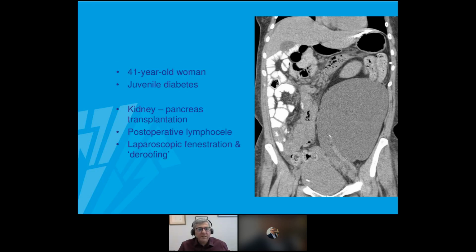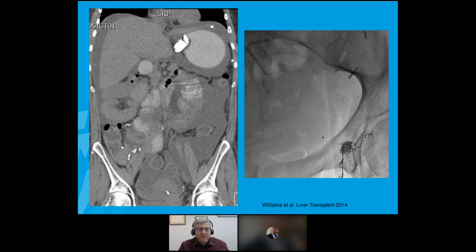But first, another case. This was a young patient, a 41-year-old woman with juvenile diabetes, who underwent a kidney and pancreas transplantation, and presented then with a very large post-transplant lymphocele at the left side. This was one of our first cases, and at that time our transplant surgeons performed a laparoscopic fenestration. Today, however, we would go immediately for interventional radiology. But the result of that fenestration was that we no longer had a lymphocele, but now a chylous ascites.